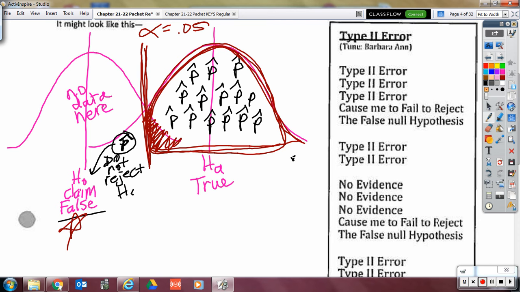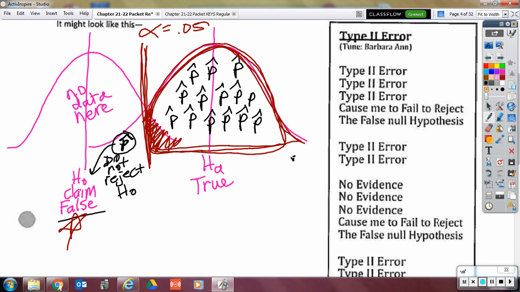So doesn't that stink? The null is false, and I don't reject it. That's the problem. The null hypothesis is false, but I ended up not rejecting it. Okay, so our song is going to go like this. It's called a type 2 error.